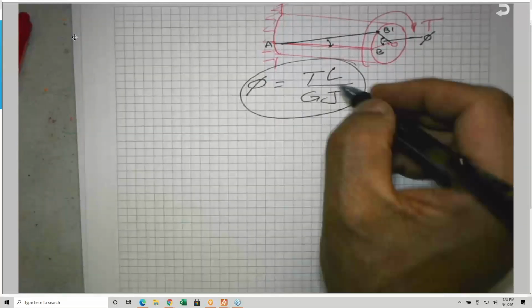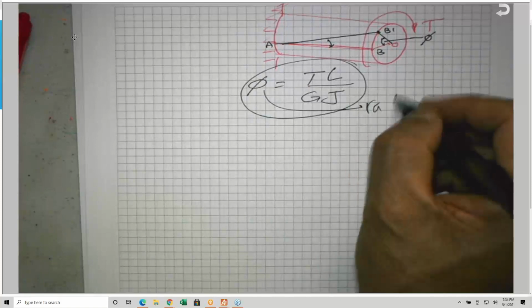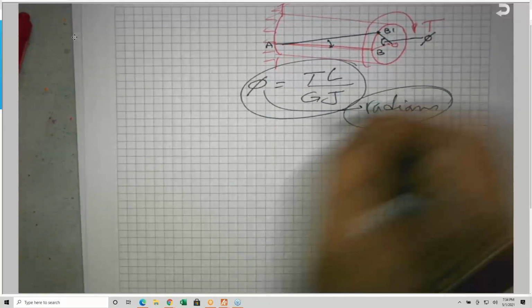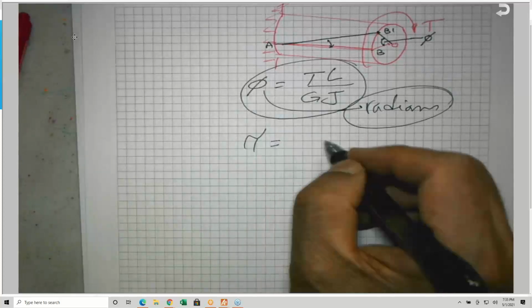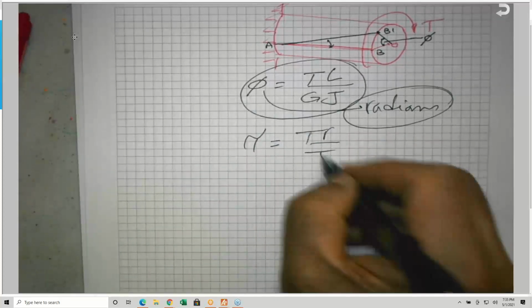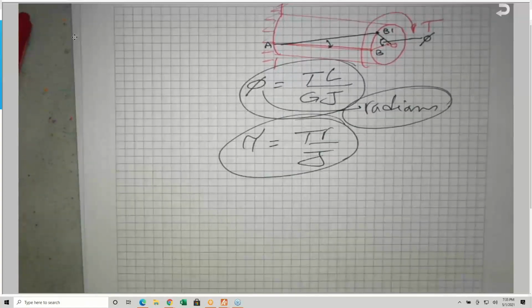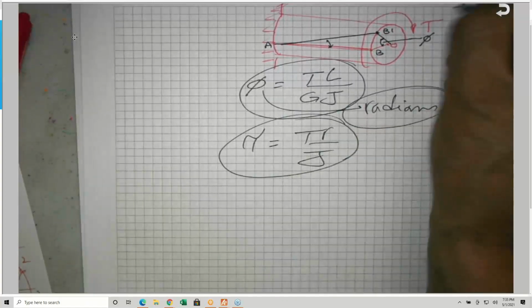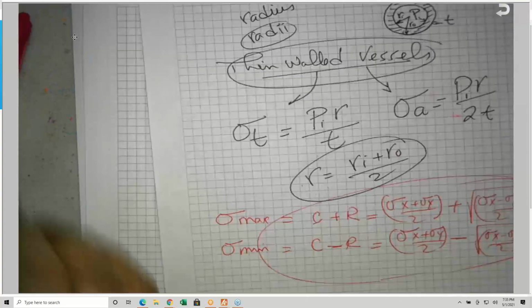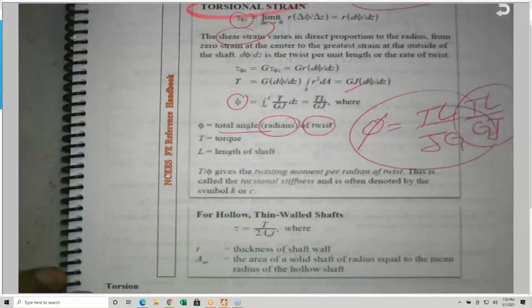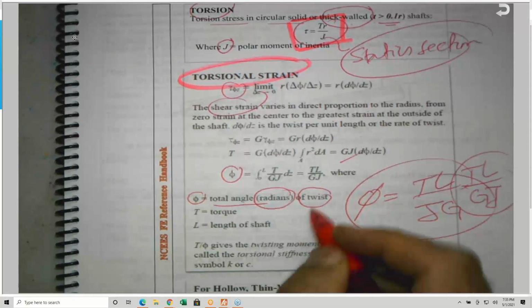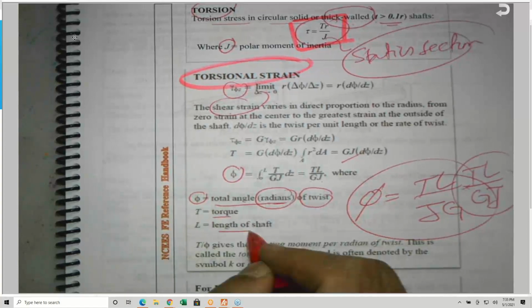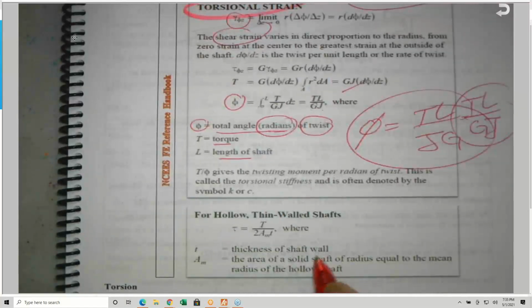So two equations, and normally we express the angle in radians, by the way, which is pi over 180, as you know. And the shear stress tau is equal to TR divided by J. So the angle of twist is theta, and remember T is the torque and L is the length of the shaft. Okay.